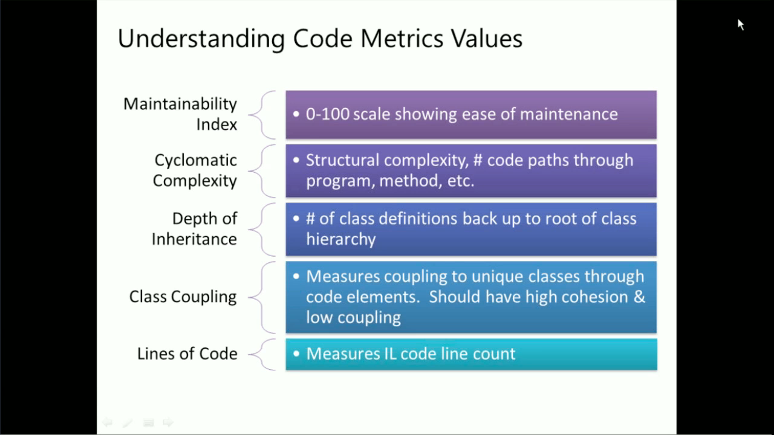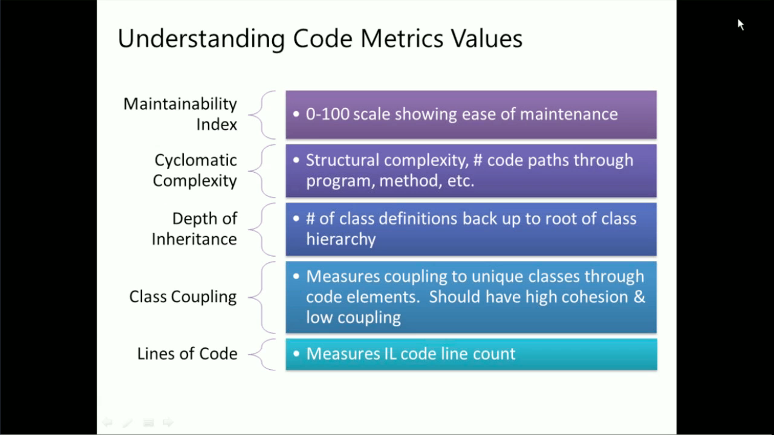Depth of inheritance is pretty self-explanatory, but it looks at how deeply you are inheriting parent classes. It gives you a number of how far up or how nested you are in inheriting your classes. So the deeper you go, the more complex it is going to be to manage over time. Class coupling is a little bit similar, and it measures the overall coupling to unique classes through different code elements such as parameters, variables, locals, etc. Generally, you want to have a lower level of coupling so things can be moved around and made as modular as possible.